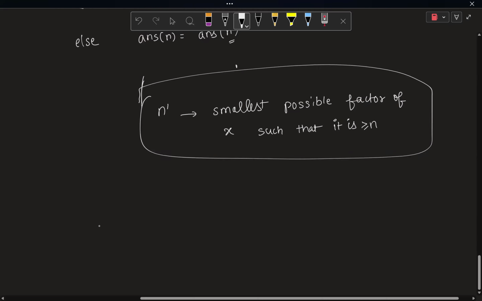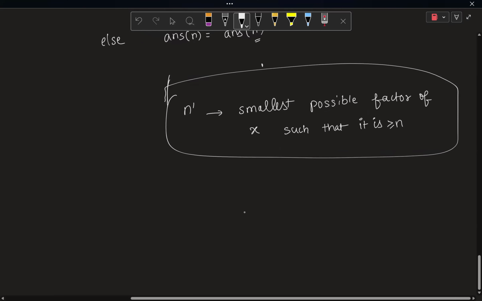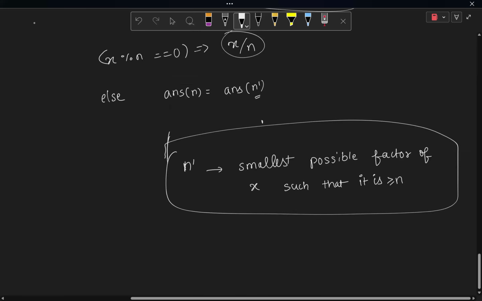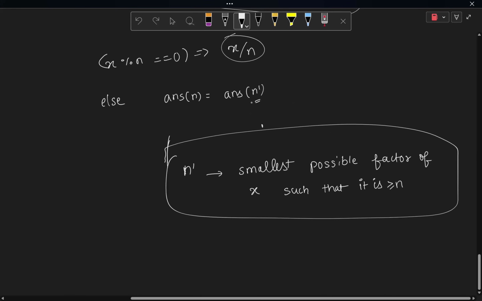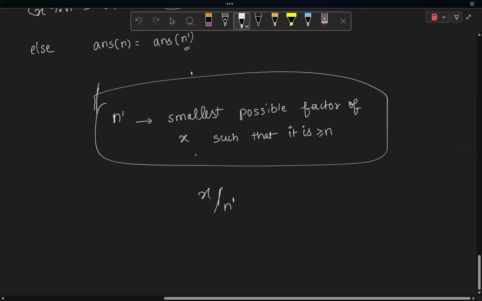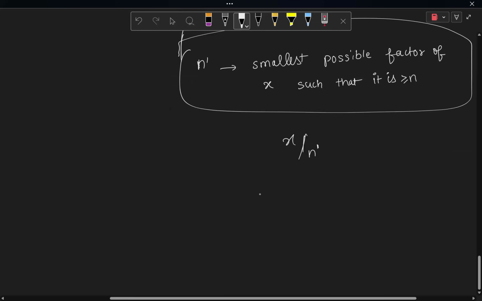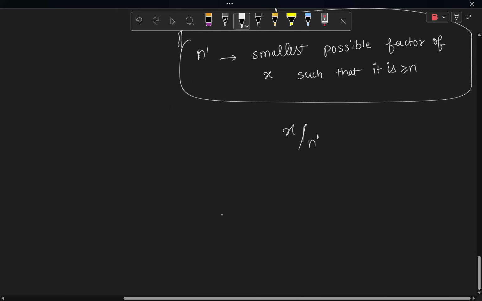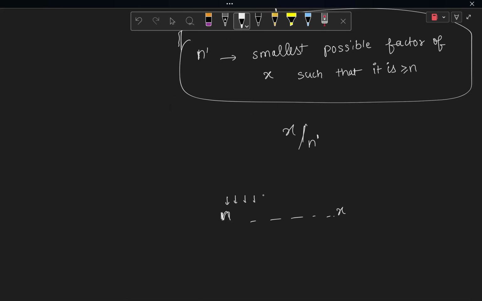Yeah, so now the problem is a lot simpler than before. Now what we want to do is just find out this n dash, and once we find out this n dash, the answer is simple. The answer would be x by n dash, where n dash would be the smallest possible factor of x greater than or equal to n. So one of the ways for finding out this n dash can be, start from n till x and just check for every number one by one whether x mod this number, let me call this number m.